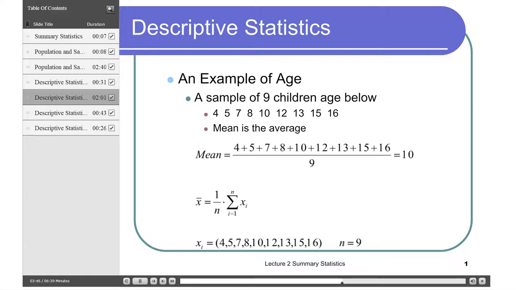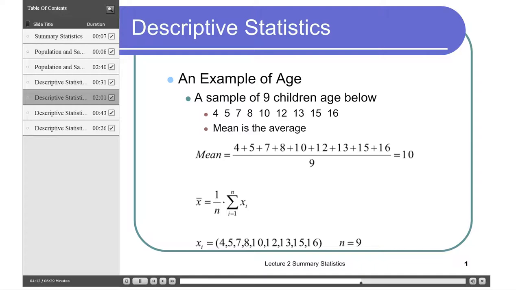Now, the mean is just the average, and we're all familiar with how to calculate an average. We just have to add up all these numbers and divide by how many numbers we have. We have 9 numbers in this sample, so we add up all the numbers, and that will give you 90. And then we divide by 9 because there's 9 numbers in this list, and 90 divided by 9 is 10, and so the average age of the children in this sample is equal to 10.